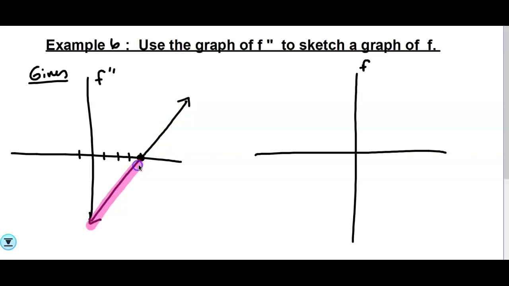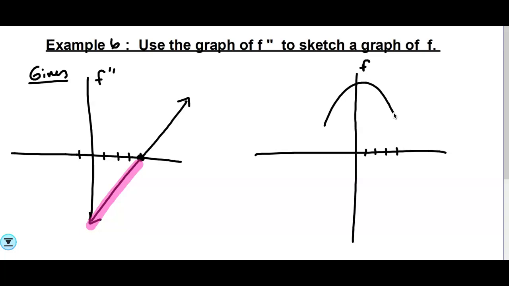To the left of 4, this graph is below the x-axis, which means that f double prime is negative. So what does that tell me about f? Well, that tells me that to the left of 4, my graph is concave down. So I have a graph that looks like this to the left of 4.